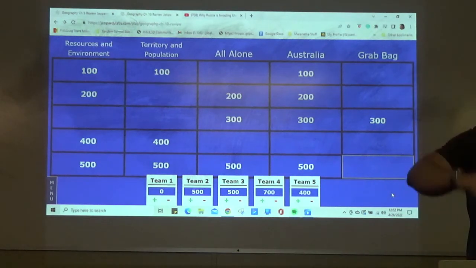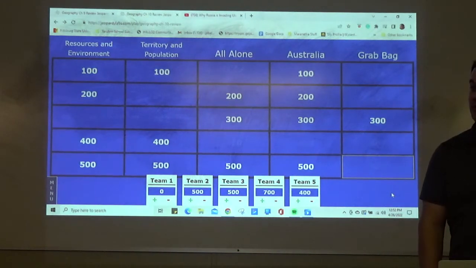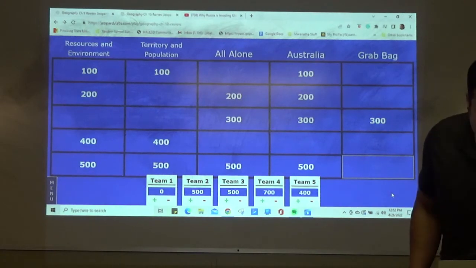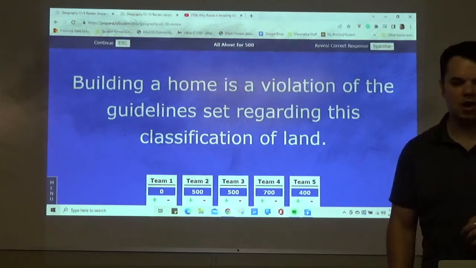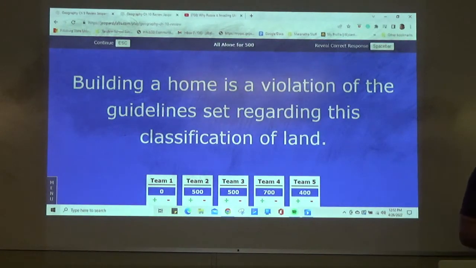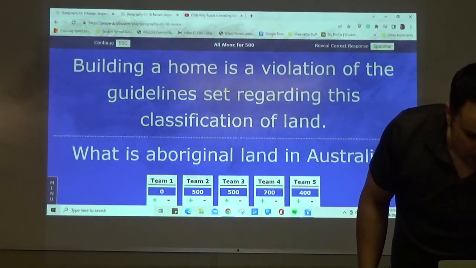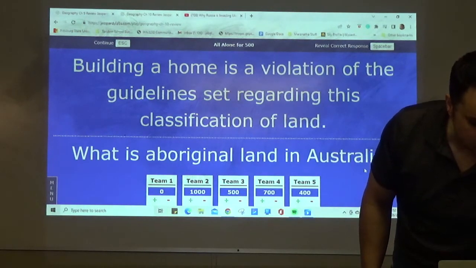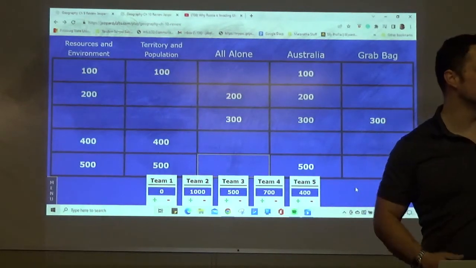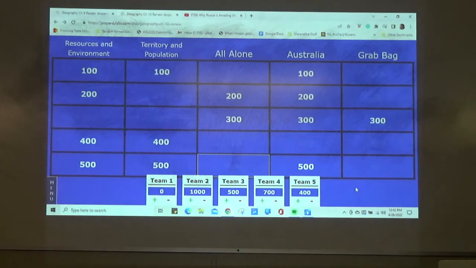So, alright, team 5, here goes. All alone 500. Building a home is a violation of the guidelines set regarding this classification of land. Yes, team 4. Never mind. Alright? Yes, team 2. Aboriginal? Dang it, it was right there. Good job. Aboriginal land. Alright, team 2, here we go.